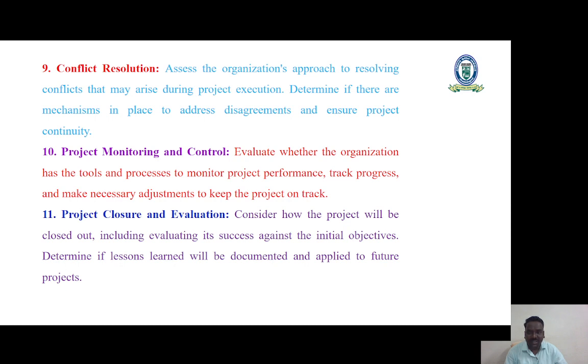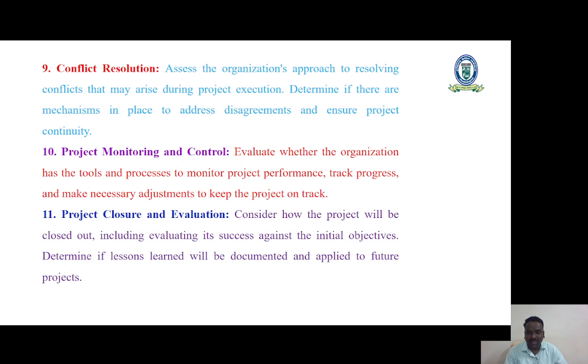10th, project monitoring and control. Evaluate whether the organization has the tools and processes to monitor project performance, track progress, and make necessary adjustments to keep the project on track.